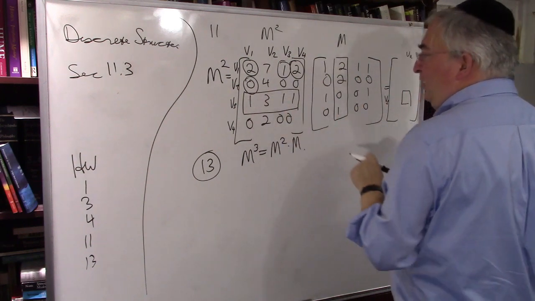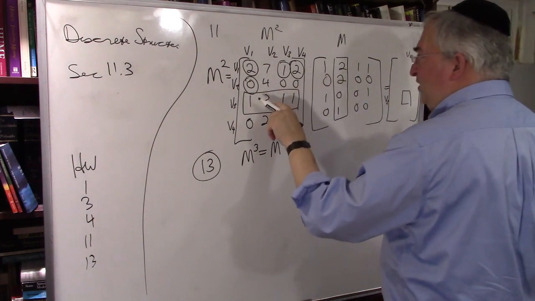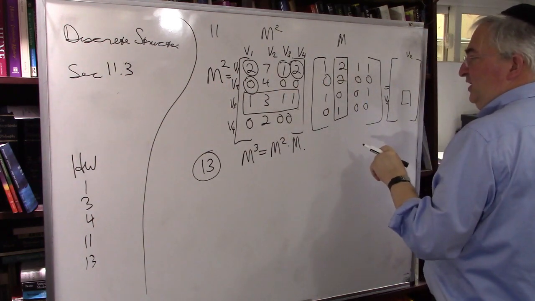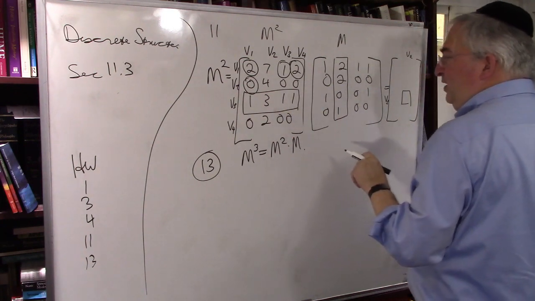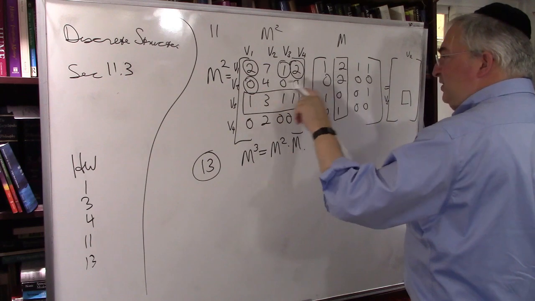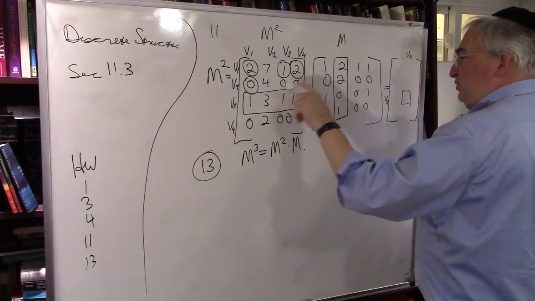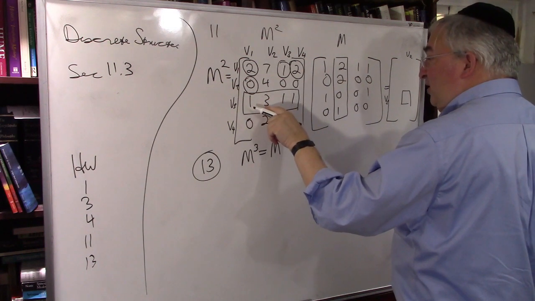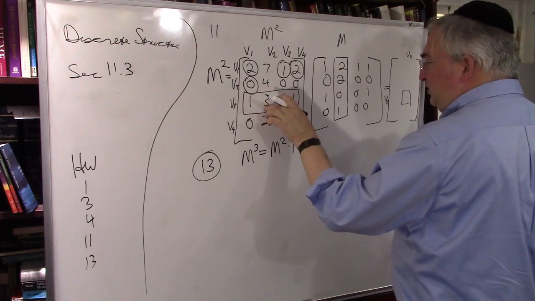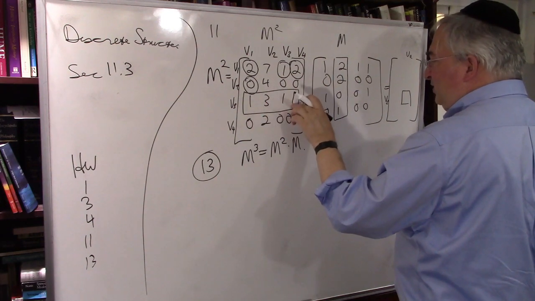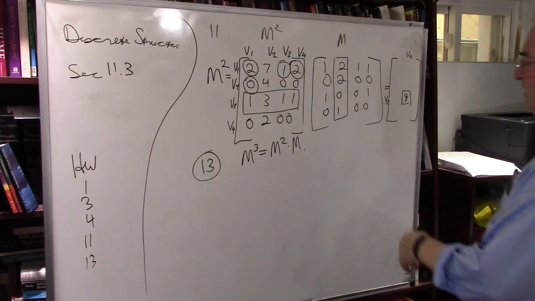2 times 1 is 2. 2 times 3 is 6. 0 times 1 is 0. 1 times 1 is 1. So it's going to be 2 plus 6 plus 0 plus 1, which is 9. That's it.